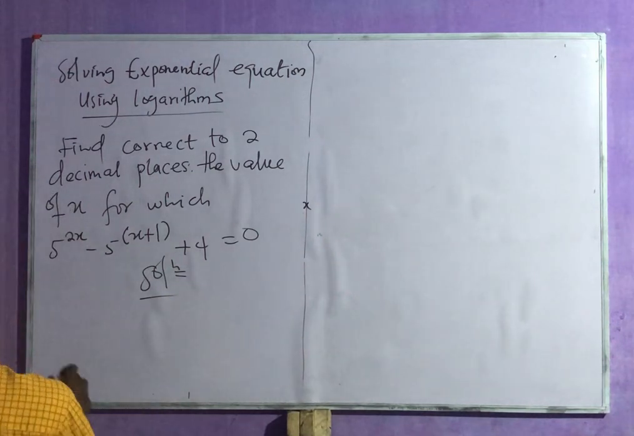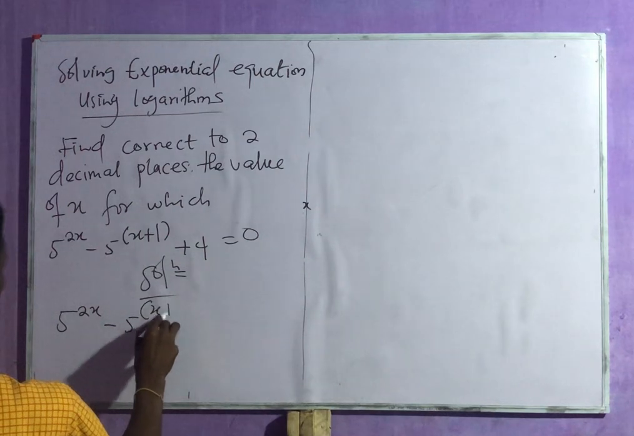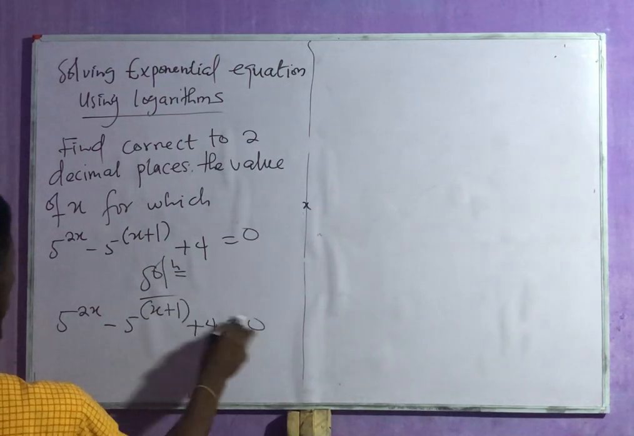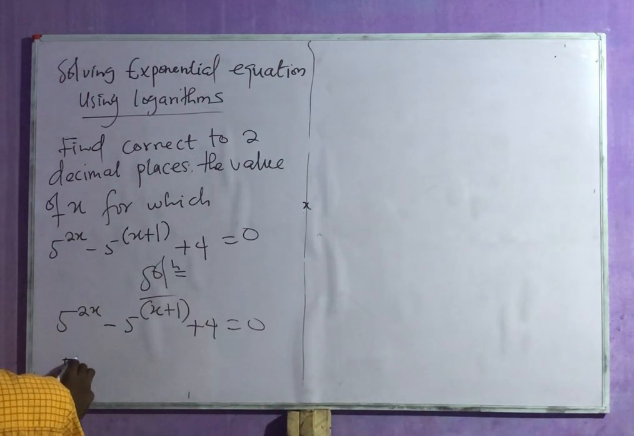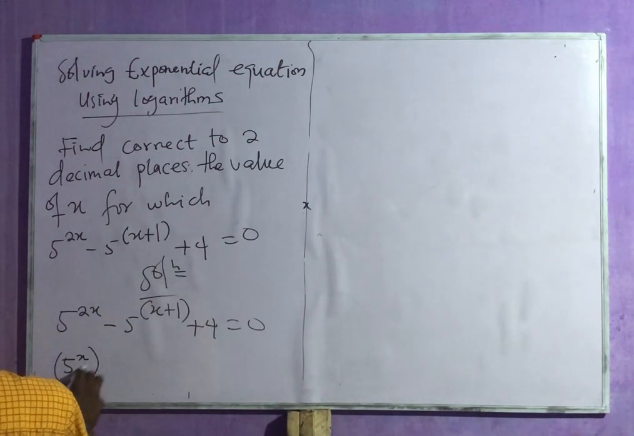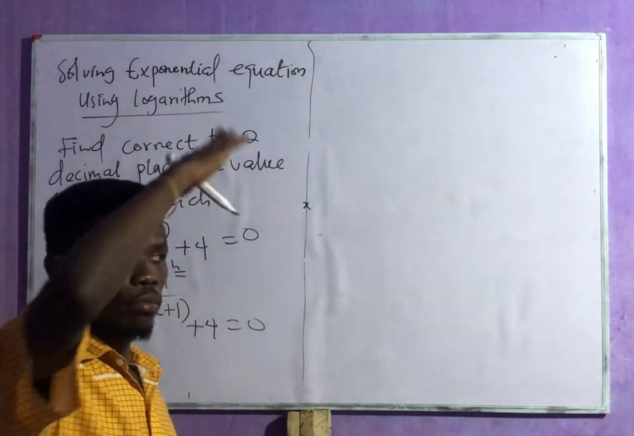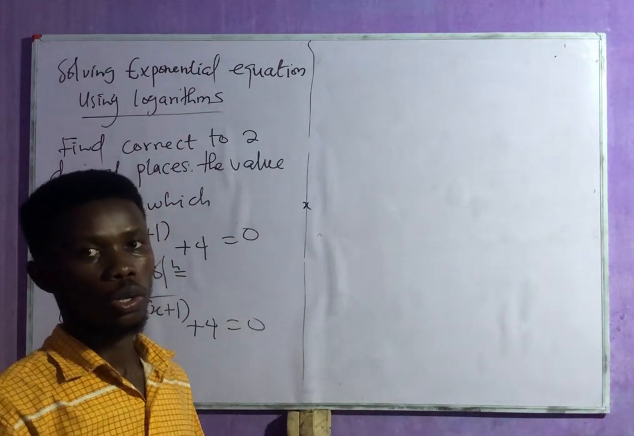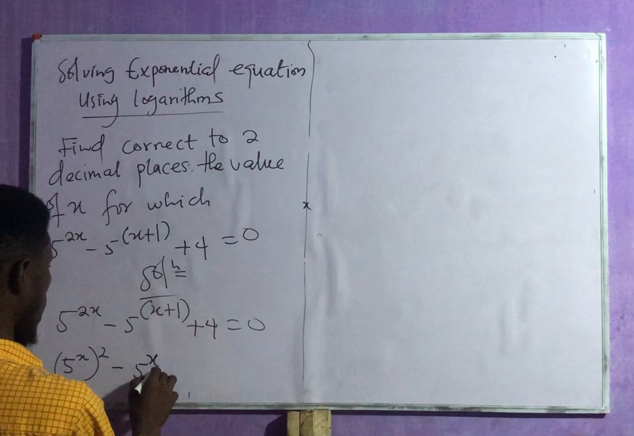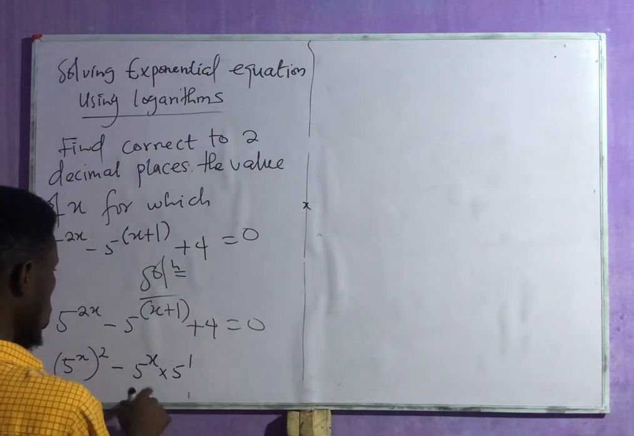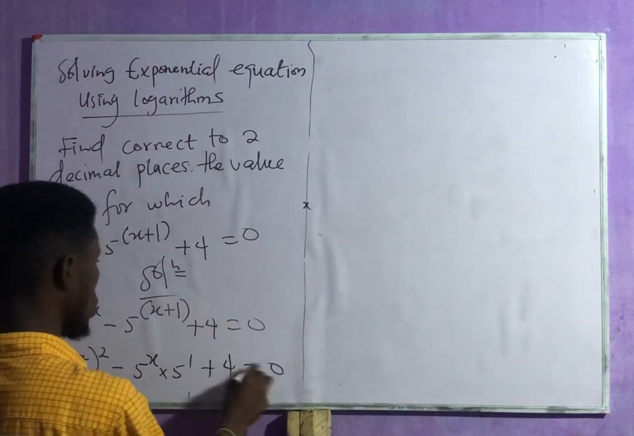So let's see how you can go about it. 5 to the power 2x minus 5 to the power x plus 1 plus 4 equals 0. Looking at this, I can write this one as 5 to the power x all to the power 2, if you remember from laws of indices. In fact, if you have forgotten this, you can check my previous video on laws of indices. And this side will give us 5 to the power x times 5 to the power 1. You see the bases are the same, so when you add the powers, it will give us this, equals 0.